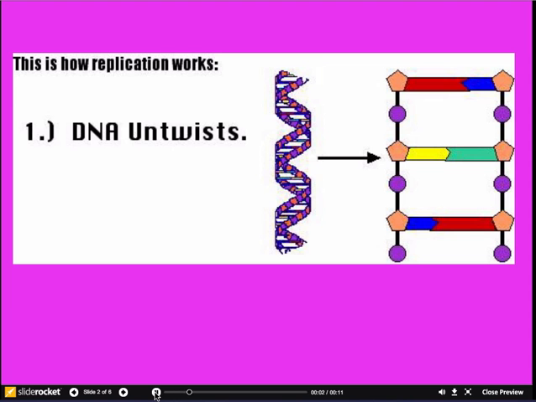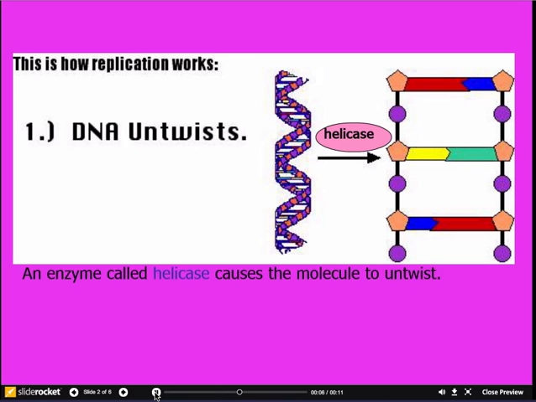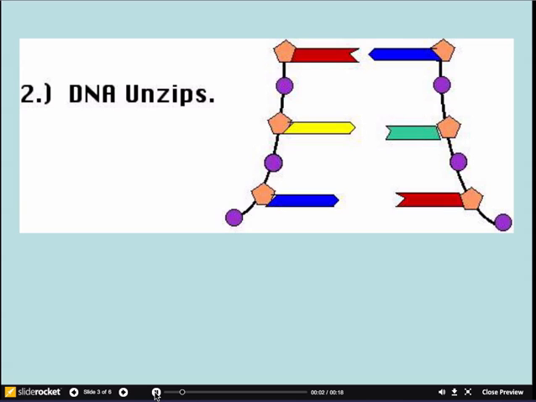Okay, step number one, the DNA untwists. It's using an enzyme called helicase. So that is what causes the DNA molecule, the double helix, to untwist. Then the DNA unzips. There are very weak hydrogen bonds between the A and T and the C and Gs, the nitrogen bases, so they pull apart very easily. There are very strong covalent bonds between the sugar phosphate molecules, so the backbone of the DNA never separates.